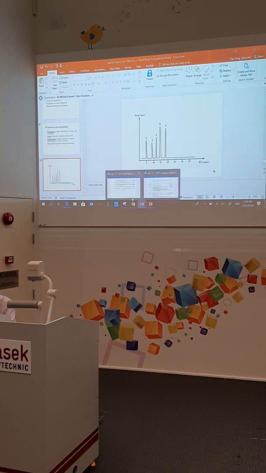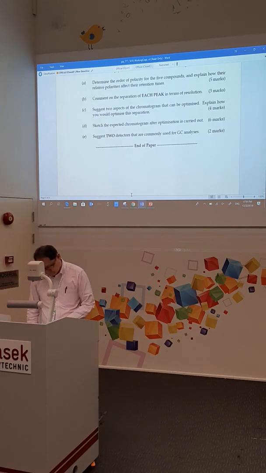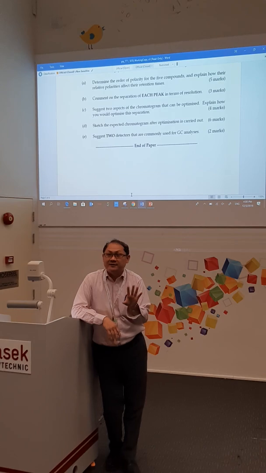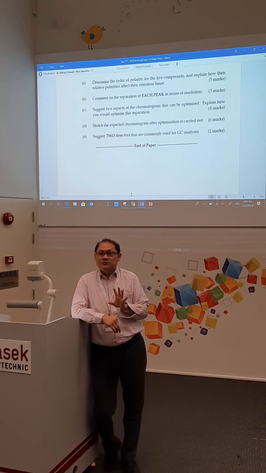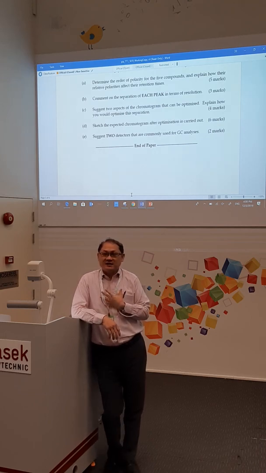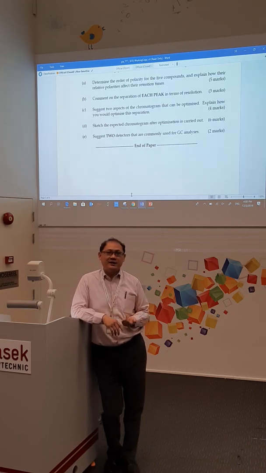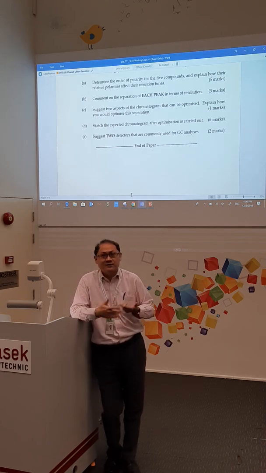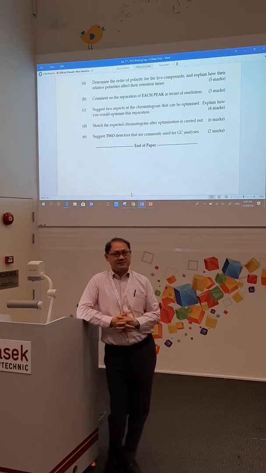What was the question? Can you suggest 2 detectors for the experiment? FID and TCD. Yeah. Actually, this question is very generic. There's no very specific information given. So it's free for us to decide which particular detector, right? So you can mention, you can use FID, you can use TCD, you can use NS detector, whatever you like, because so far we have not seen very specific restrictions.